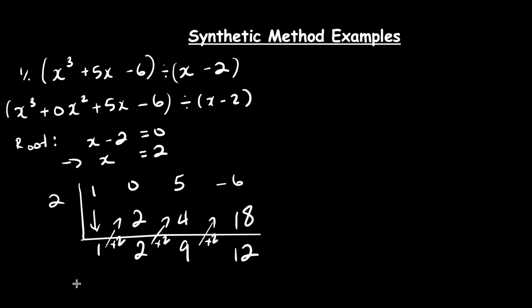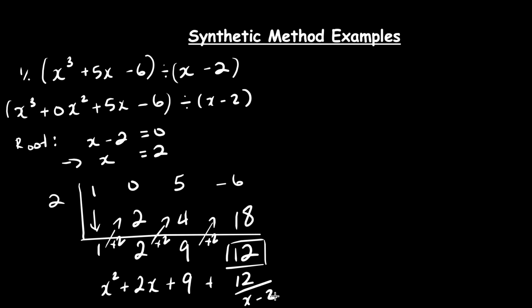Now, we're almost done. Remember that we divided a term in x cubed by a term in x, so this very first coefficient is a coefficient of x squared. So we should end up with then x squared plus 2x plus a constant of 9, plus this term here, the last term is always your remainder, plus 12 over x minus 2. And that's the solution for that question.